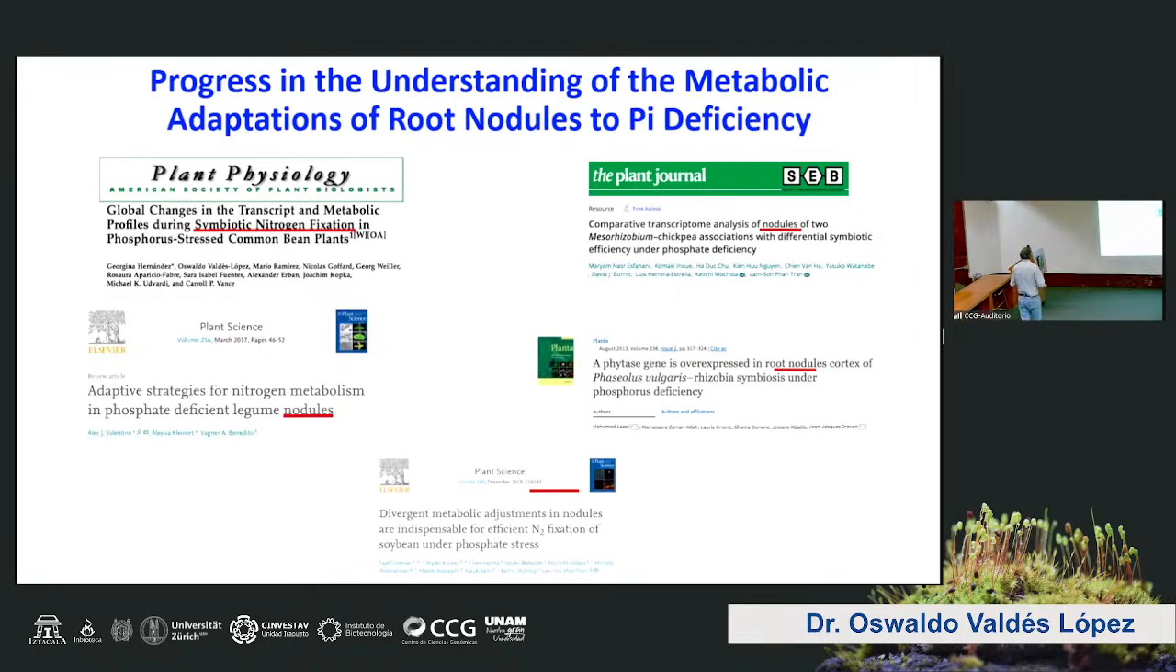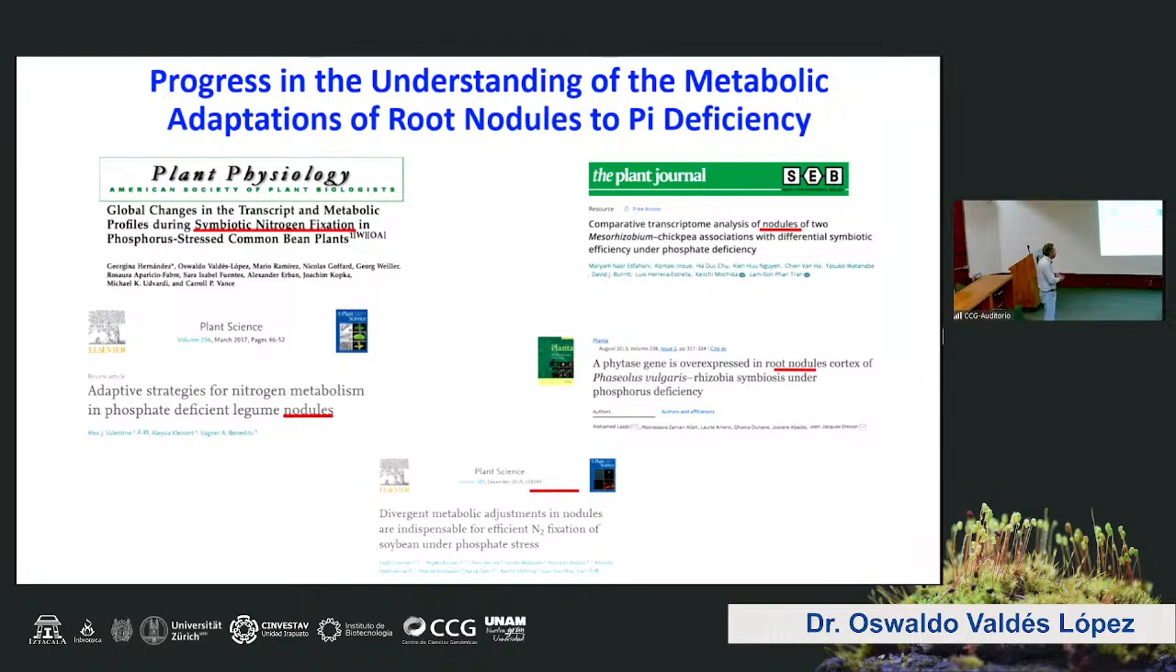So there is a lot of effort to understand how nodules adapt to phosphate deficiency. There are many papers, and this paper indicates that nodules adapt to phosphate deficiency by modifying the phosphate transport and telling the rest of the plant, you need to send me all the phosphate that you have to sustain the symbiosis and the nitrogen fixation. But the other organs say, why do I have to send you all my phosphate? I need to fill my seeds. But this is the high demand for phosphate.